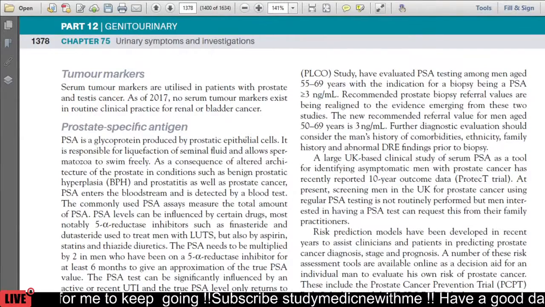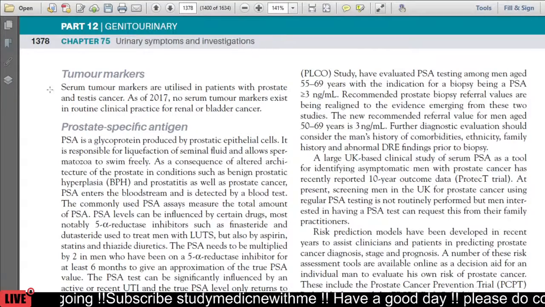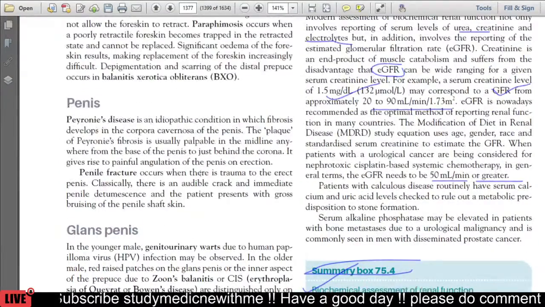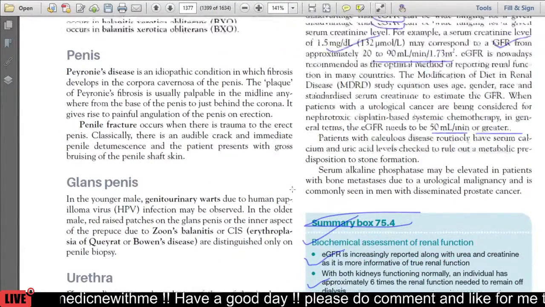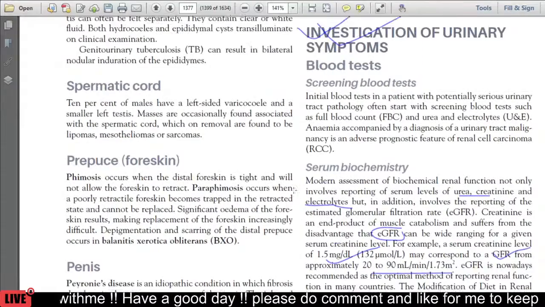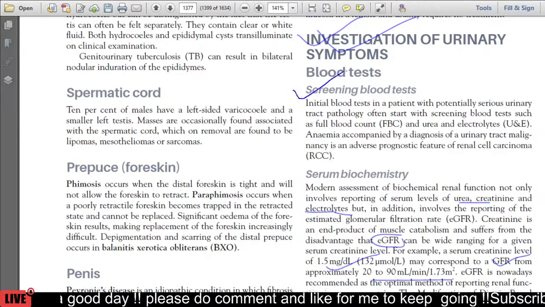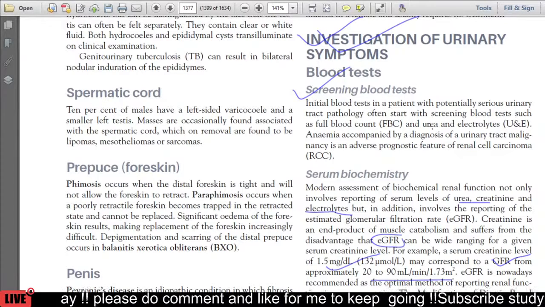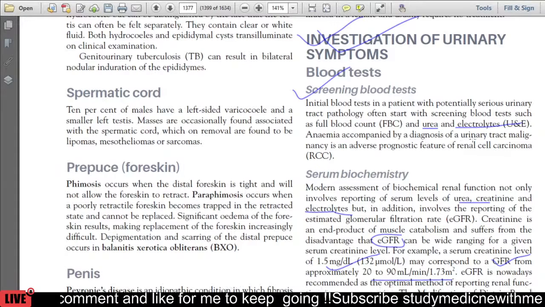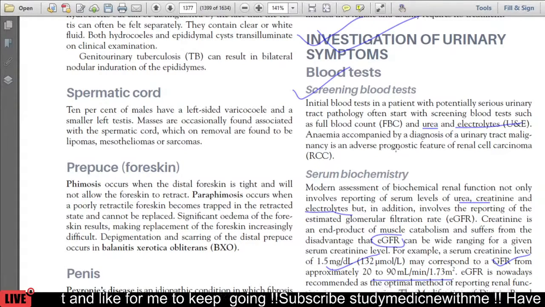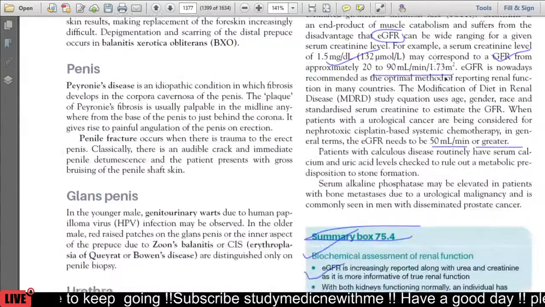Tumor markers. Serum tumor markers are utilized in patients with prostate and testicular cancer. So eGFR, the glomerular filtration rate, the creatinine test, and the urea test are important for demonstrating the functionality of a kidney. Other screening blood tests: what do we check in blood? We check urea and electrolytes. Anemia is accompanied by a diagnosis of urinary tract malignancies. Adverse prognostic features. Okay, that's important.